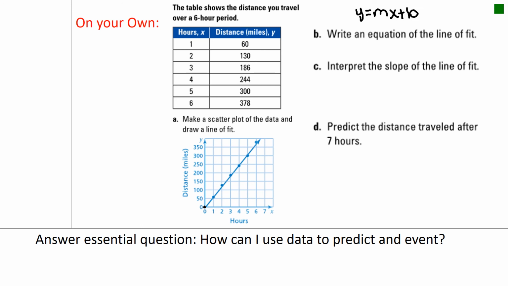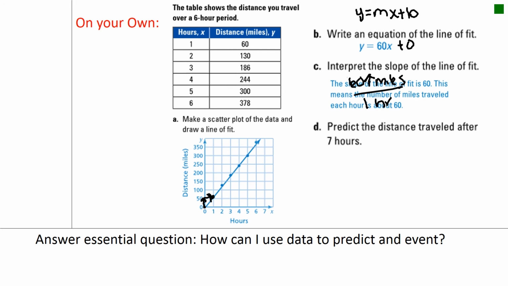Okay, and for this one, your intercept is at 0, so b is 0, and your rise, I would go from 0, 0 to, let's find a nice point to go to. We can choose 1. It goes up 60 and over 1. Yeah, 60x, good. Your slope, what does that mean? That means it rises 60 miles every 1 hour. So that means that the person travels 60 miles an hour.